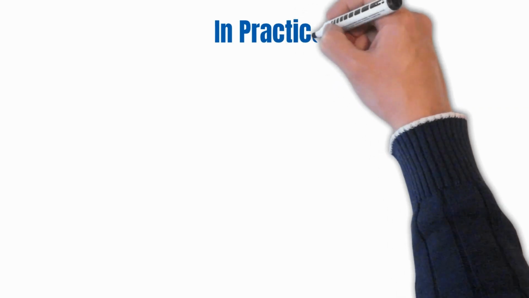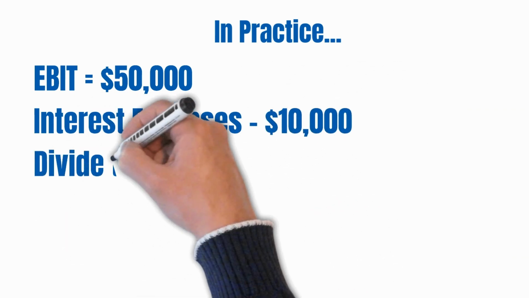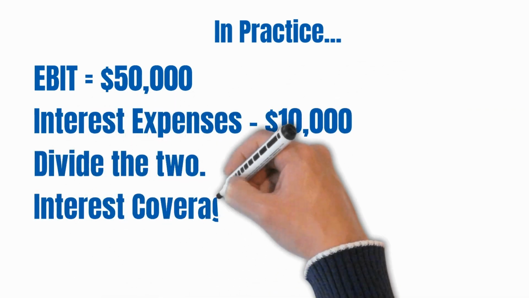What does this look like in practice? Say your EBIT for a given month is $50,000 and your interest expenses are $10,000. Divide the two and you get an interest coverage ratio of 5. That's a nice, healthy, teased perm.